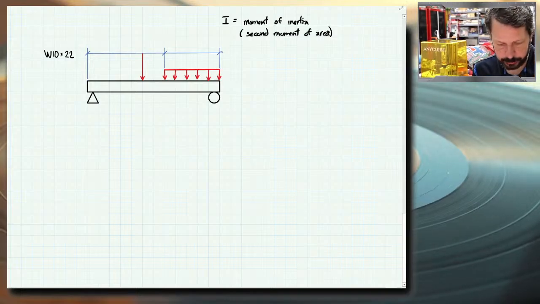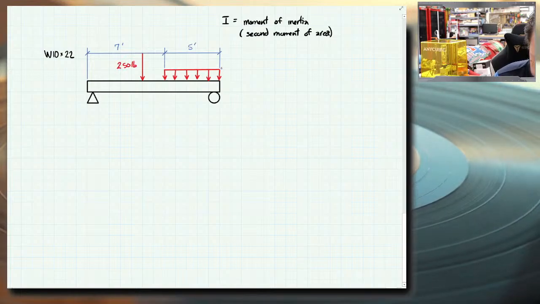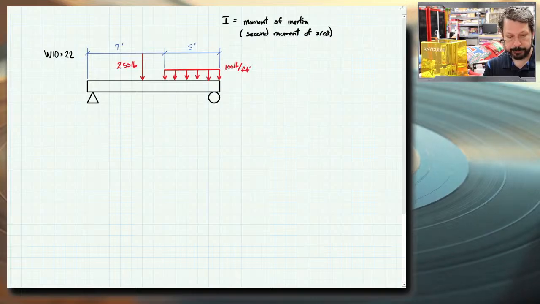We've got a grid here, so let's just use those as our units. 1, 2, 3, 4, 5, 6, 7. We'll call this 7 feet. 1, 2, 3, 4, 5. We'll call this 5 feet. We'll call this 250 pounds. And let's call this 100 pounds per foot. And we've got this beam as a W10 by 22.